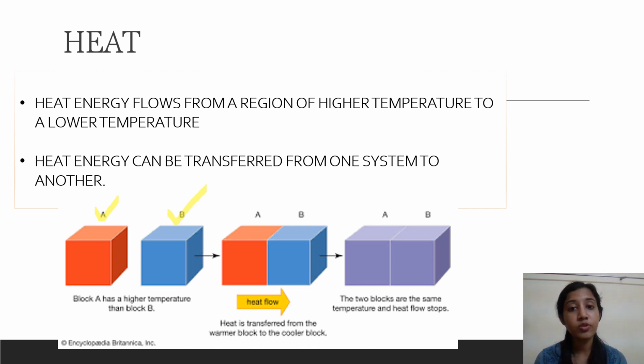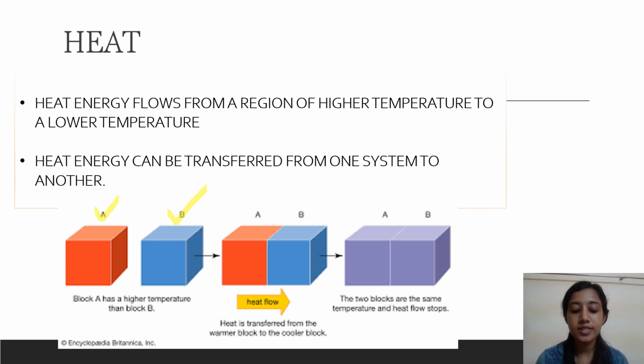So why does this occur? Because there is a flow of heat, or flow of energy, between these two objects. It always happens between a body of higher temperature and a body of lower temperature. And we know that heat always flows from the body of higher temperature to the body of lower temperature.